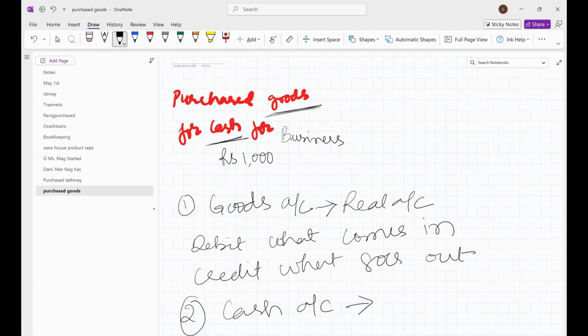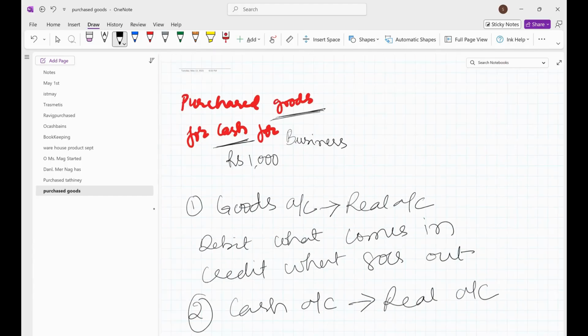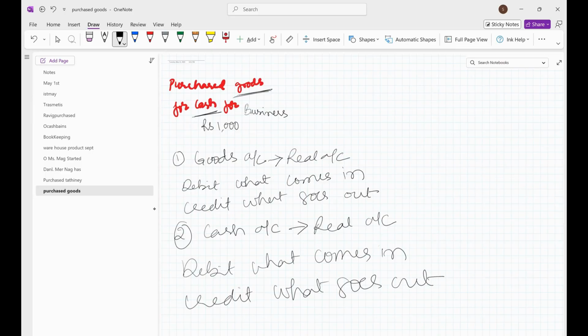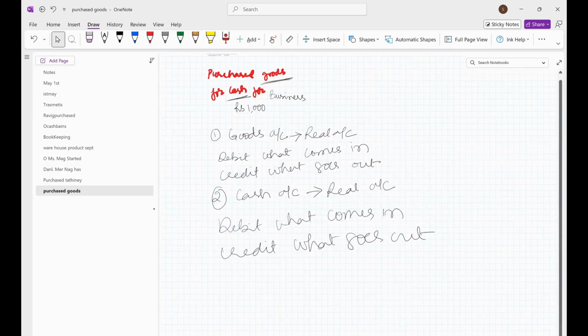Cash account belongs to real account. So again, the real account rule is: debit what comes in, credit what goes out. Okay, now we'll start writing the journal entry.